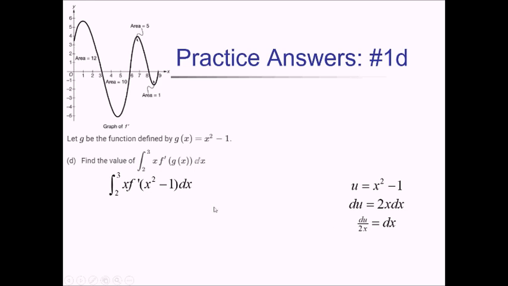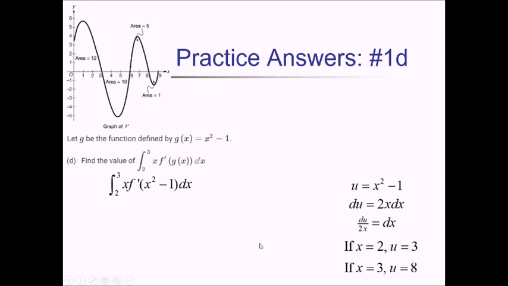We also need to change these limits of integration, the 2 and the 3, which are currently x values. We need to change those into u values. So if x is 2, the lower limit of integration, then u is going to be 2 squared minus 1, which is going to be 3. And then if x is this upper limit of integration of 3, well, now u is going to be 3 squared minus 1, so 9 minus 1 gives us 8.